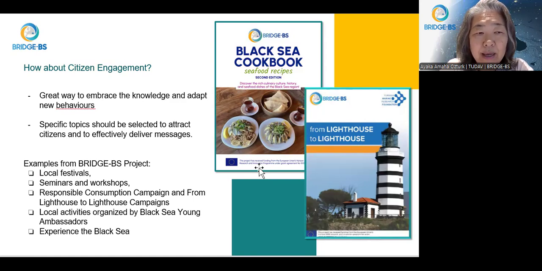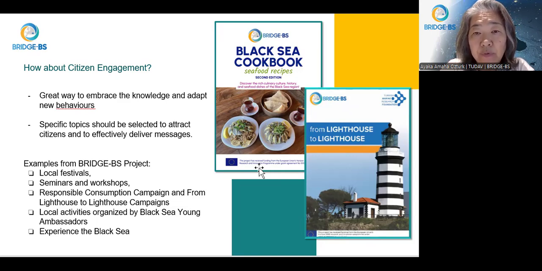Citizen engagement. There are numerous ways of engagement, and examples are always case-specific. And here are some from our project, such as local festivals, which are very good tools to introduce marine culture and ocean literacy to local people. And seminars and workshops have been organized. And here we published 2 books. One is on Black Sea seafood recipes for a responsible consumption campaign, so that when people consume seafood, they also learn responsible consumption, following the fisheries regulations and so on.